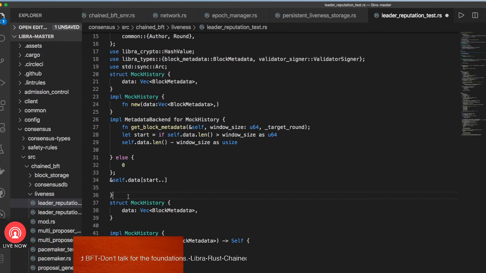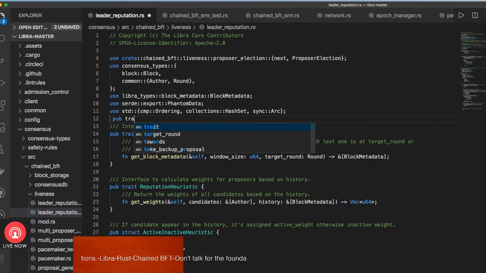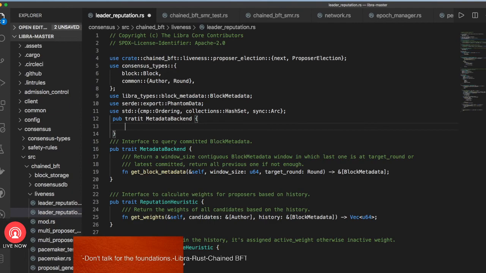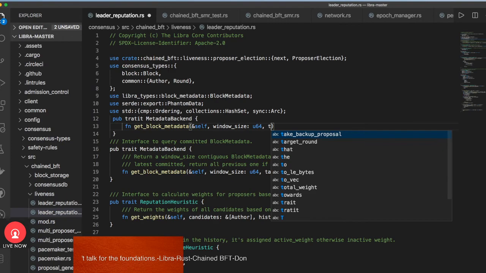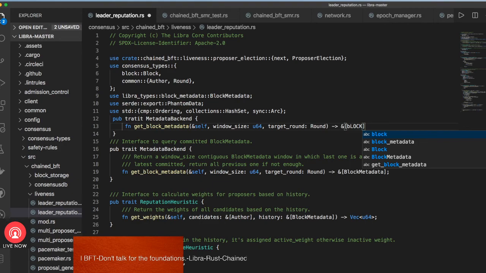So let's see this metadata backend. So pub trait metadata backend. So this function get block metadata is the self window size of this row, this block of metadata.